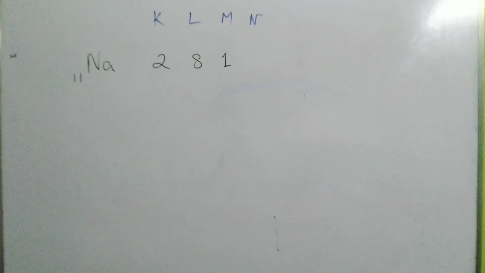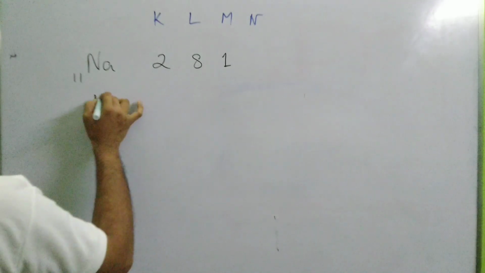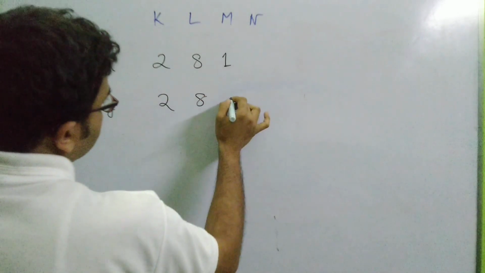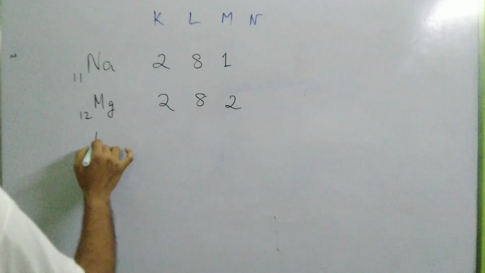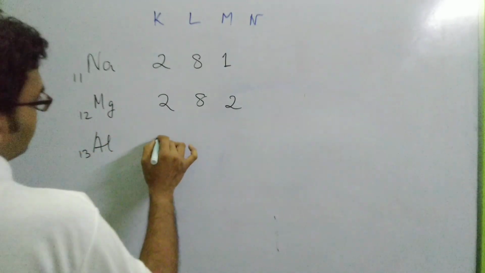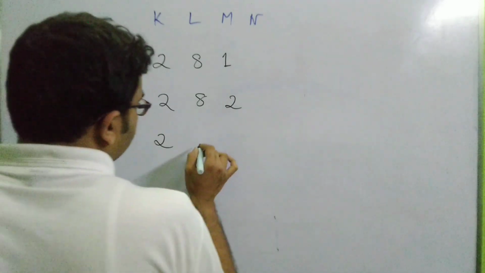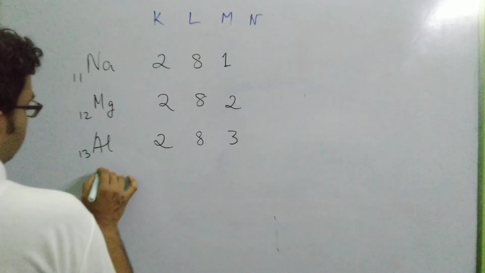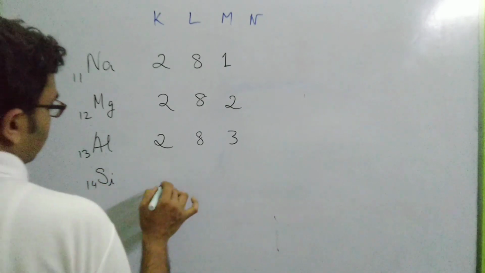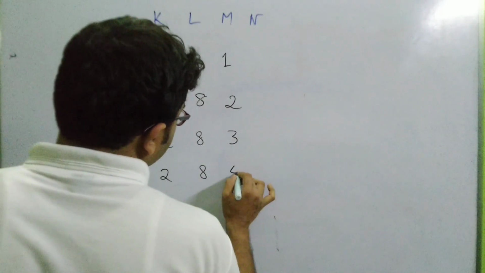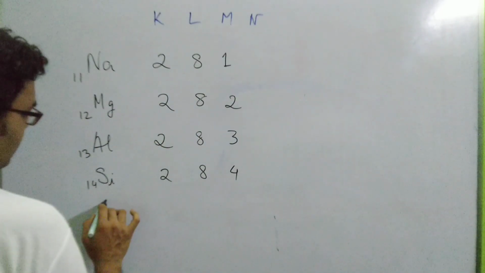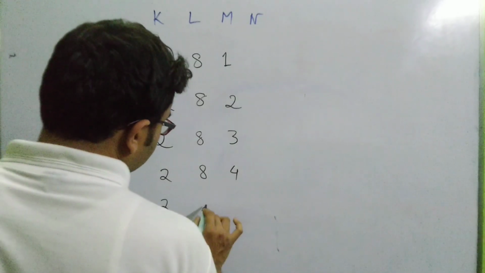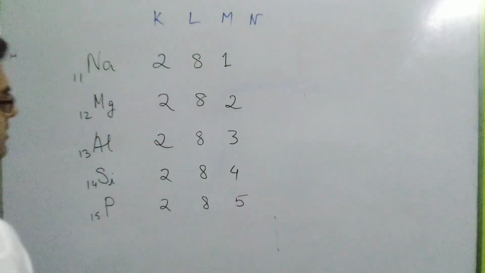Okay, fine. Then after sodium comes magnesium, atomic number 12. So it will be 2, then 8, and the remaining 2 electrons in the M shell: 2, 8, 2. Then after magnesium comes aluminium, 13. You can very easily understand: 2, then 8, and then 3 electrons in the outer shell. After aluminium comes silicon, atomic number 14. So it's 2, 8, and then 4. And after silicon comes phosphorus, 15. So it will have 2, then 8, and then 5 electrons in the outermost shell.